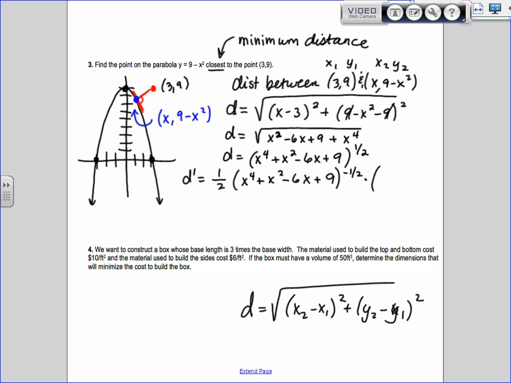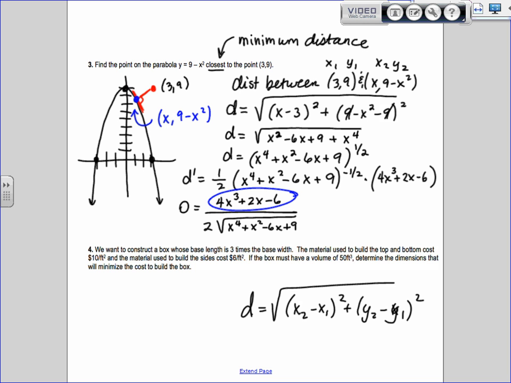All right. So anyway, the derivative of the inside is going to be 4x cubed plus 2x minus 6. Now it looks gross, I agree, and you're worried about setting it equal to 0, I'm sure, but think about it. You're worried about setting this whole thing equal to 0, right? It's a fraction. The only way it's going to equal 0 is if the numerator is equal to 0. Agreed? Set the numerator equal to 0.